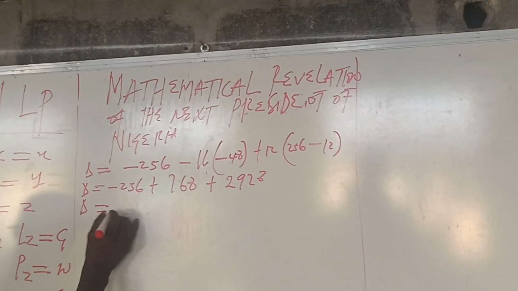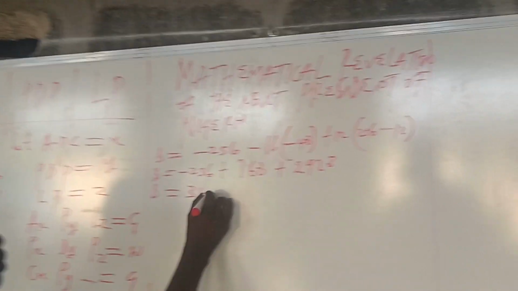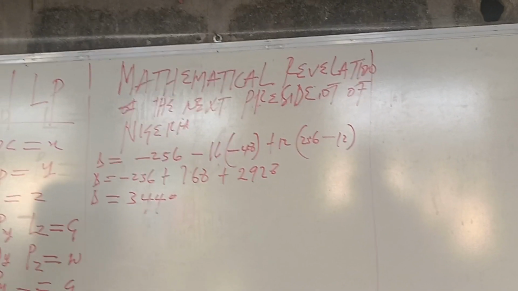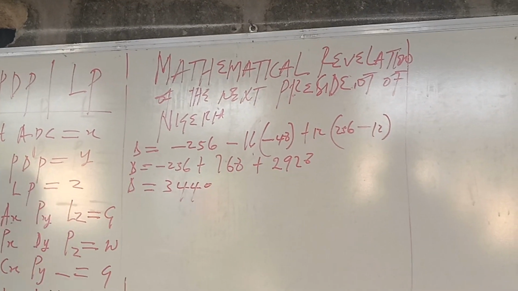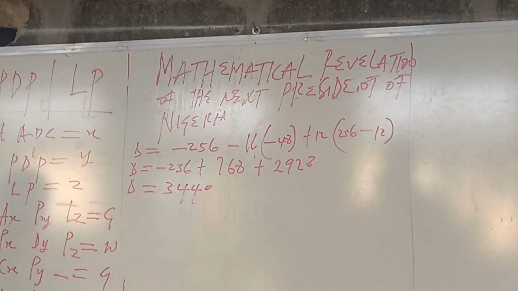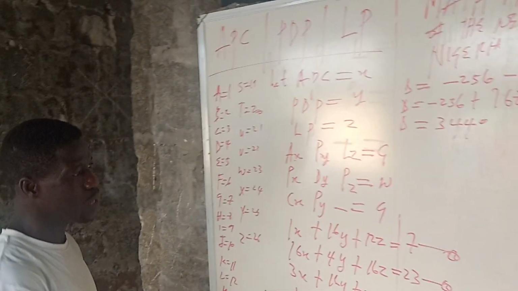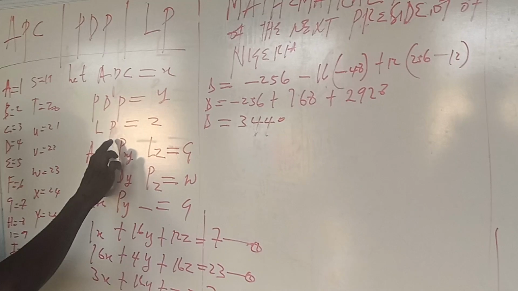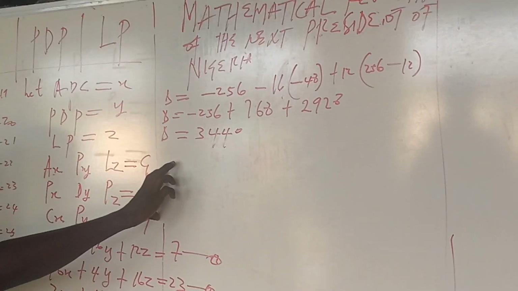So delta is equal to 3 what? God bless you. All right, 3440. That is the determinant. So we've succeeded in getting the determinant of this. So let's proceed to get the value of x. To do that, we have to replace what? This particular variable with what? The constant of the equation.